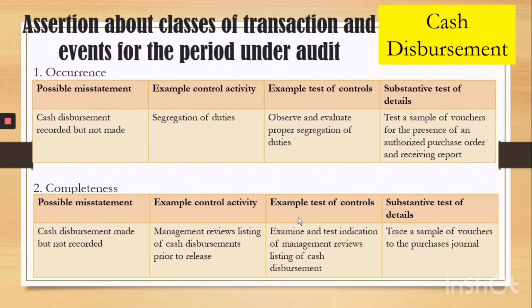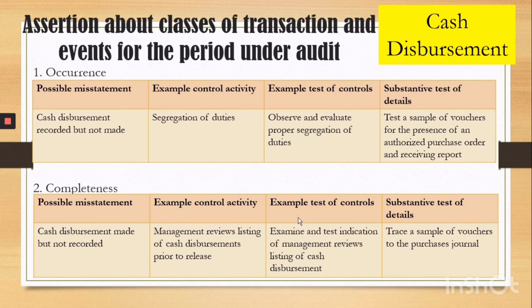Assalamualaikum warahmatullahi wabarakatuh. My name is Mumirah and I'm going to continue presenting on the second transaction, which is cash disbursement transaction, with the assertions about classes of transactions and events for the period under audit. So the first component is on occurrence. The possible misstatement with regards to the occurrence is that the cash disbursement is recorded but not made.